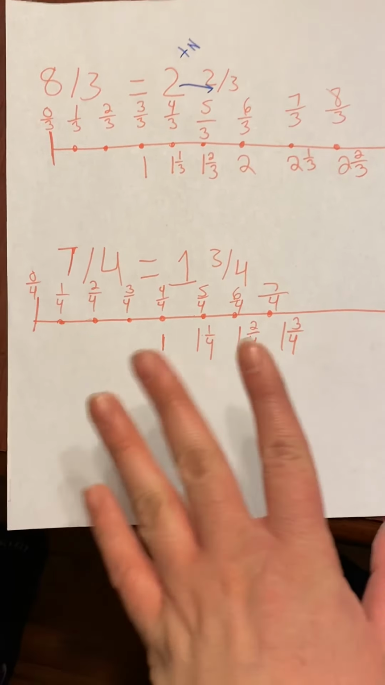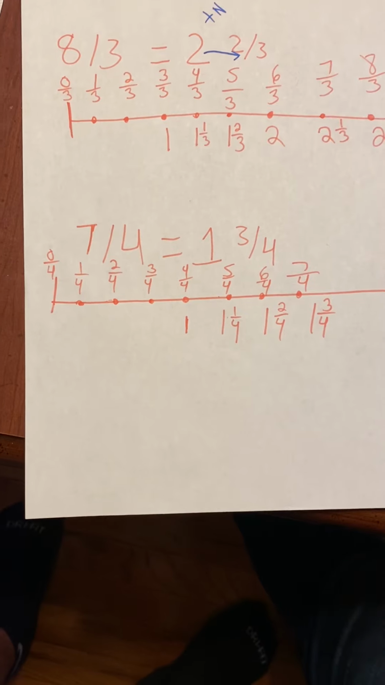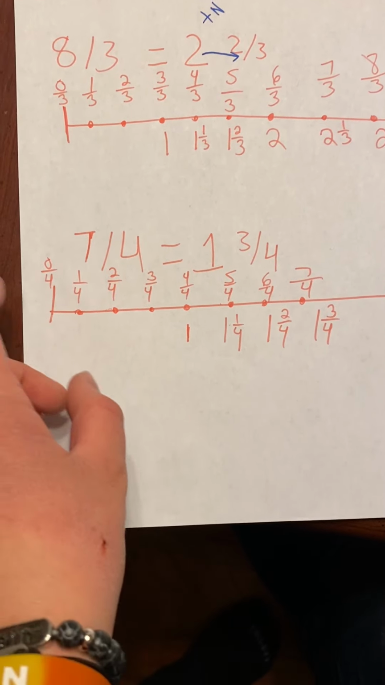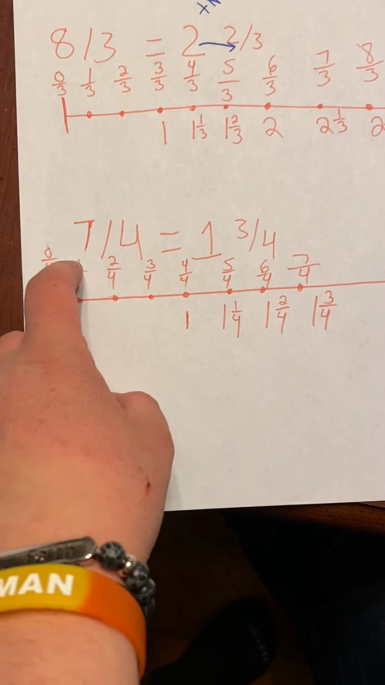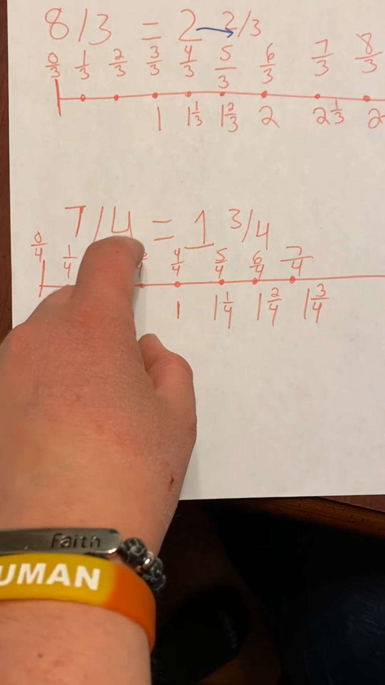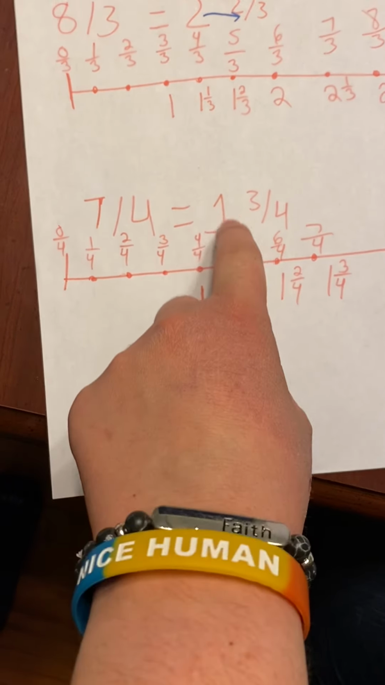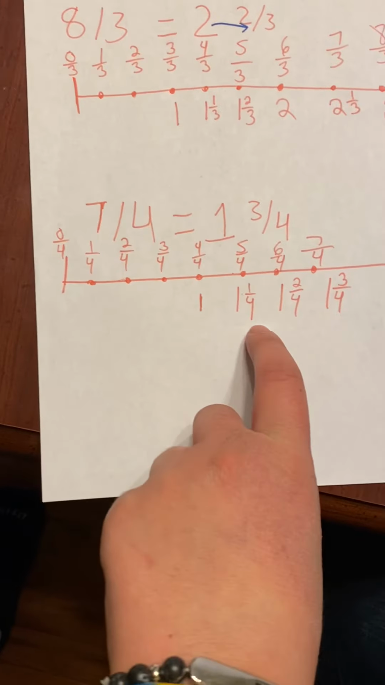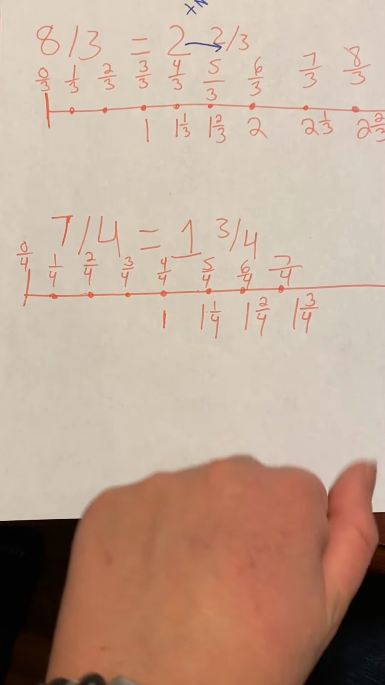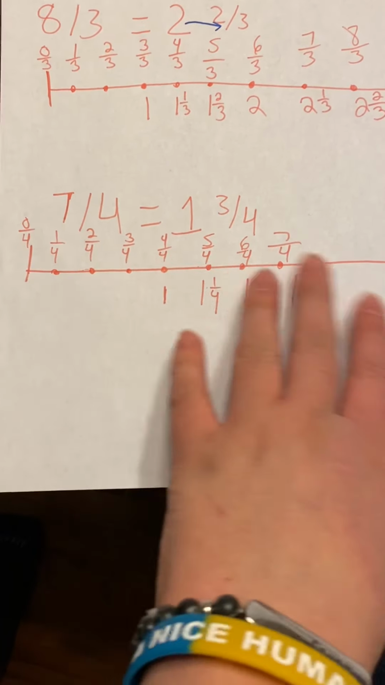So here's another one. We're doing what we did on the top with the number line, but we're going over fourths. 0 over 4, 1 over 4, 2 over 4, 3 over 4, 4 over 4 makes 1 whole. Then you have 5 over 4, you have 1 whole and 1/4. 6 over 4, 1 whole and 2/4. 7 over 4, 1 whole and 3/4. So that's what it looks like on the number line.